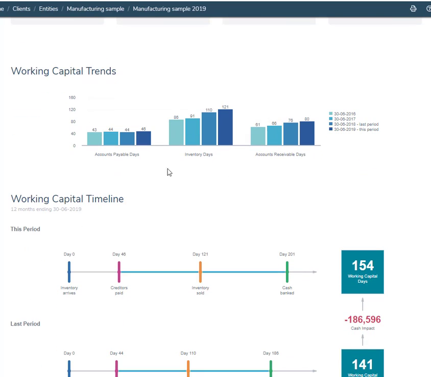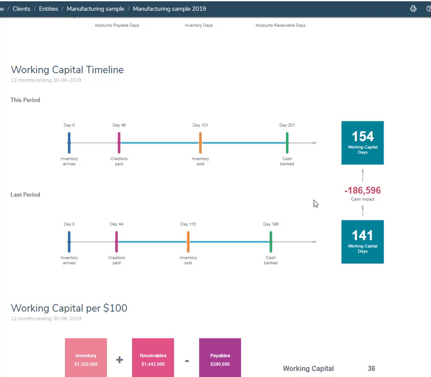So our working capital trends, as we said, they're not great. Accounts payable, so that's people who we're paying money to, has not moved a lot. Our inventory days are going up significantly as our revenue grows, and so is our accounts receivable days. So we have a timeline to show this a little bit easier. So we have inventory arrives. We're paying people for that inventory. The inventory sold, and then we get the money in the bank.